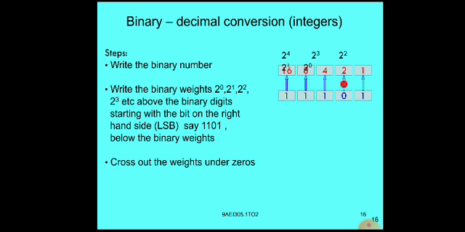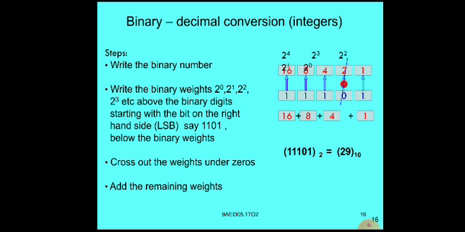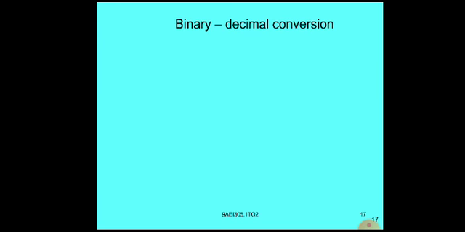And cross out the weights under the zeros, since 0 times anything is 0. Add the remaining weights. So this is the step: 16 plus 8 plus 4 plus 1. How much? 29. That means 11101 equals 29 in decimal. So this is the way of converting a binary number to a decimal number.